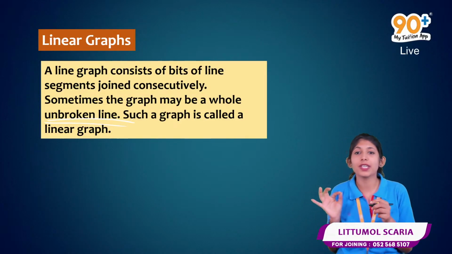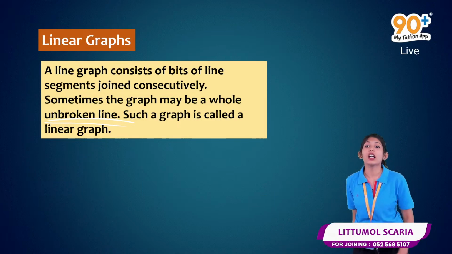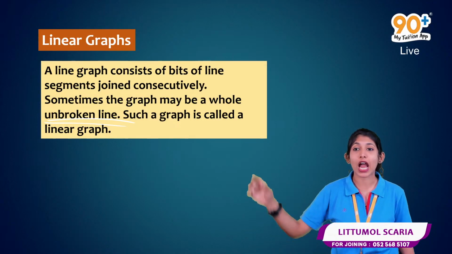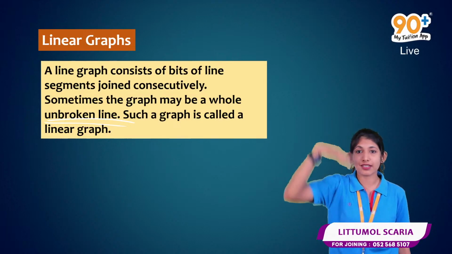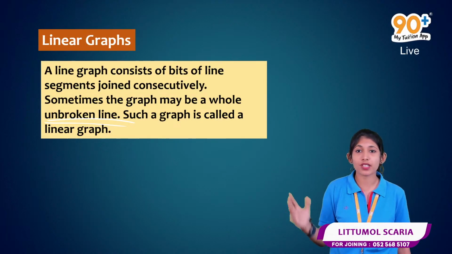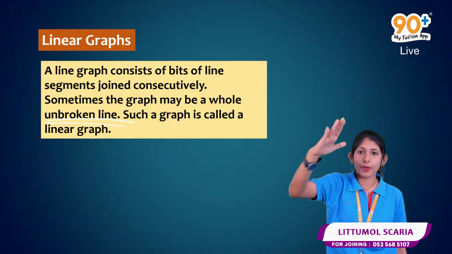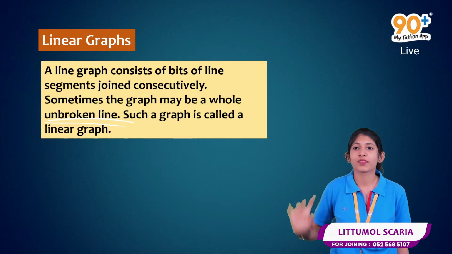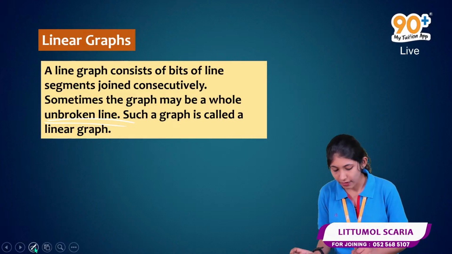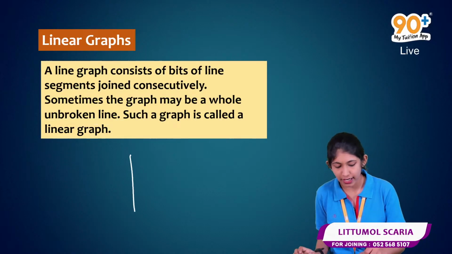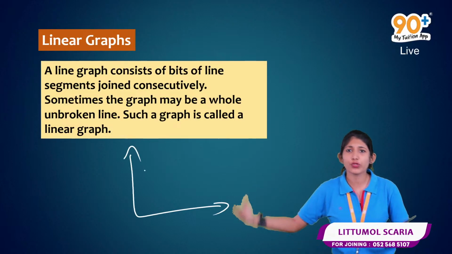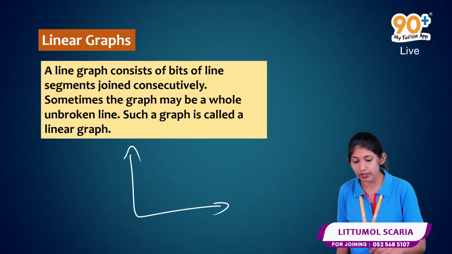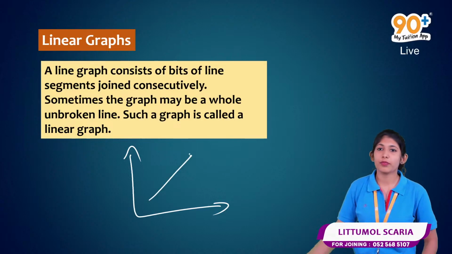So here comes the importance of the linear graph. Linear means a straight, unbroken line. It does not contain both ups and downs. Either it's going up, or going down, or it's horizontal, or it's vertical. Such a graph is called a linear graph. So we have seen linear graphs, right? Even in your future, when you are going for higher studies, conducting experiments and drawing graphs, you will be familiar with this graph.